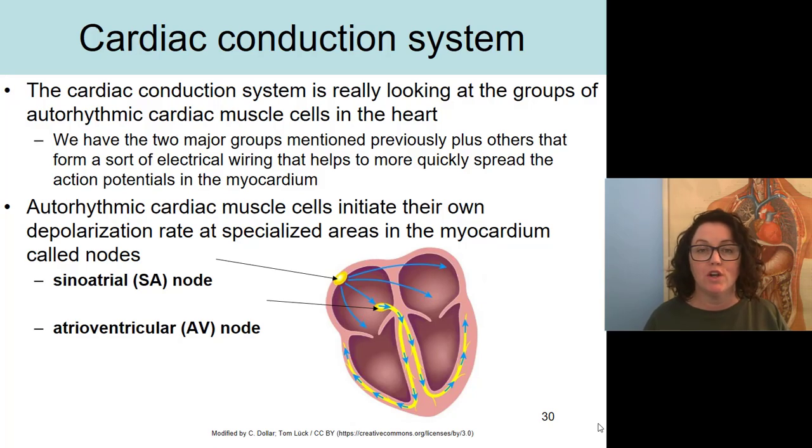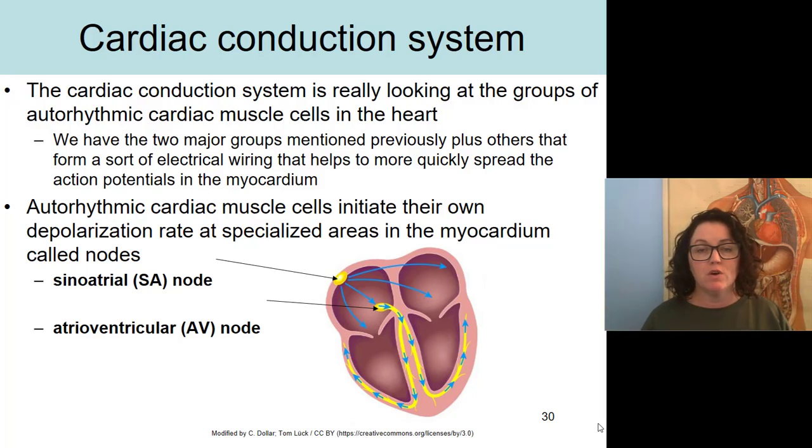Let's take a look at the cardiac conduction system. So when we say cardiac conduction system, we're really talking about groups of autorhythmic cardiac muscle cells. We have two main groups of autorhythmic cells in the heart, plus we have other groups that form sort of an electrical wiring that run between the main groups.